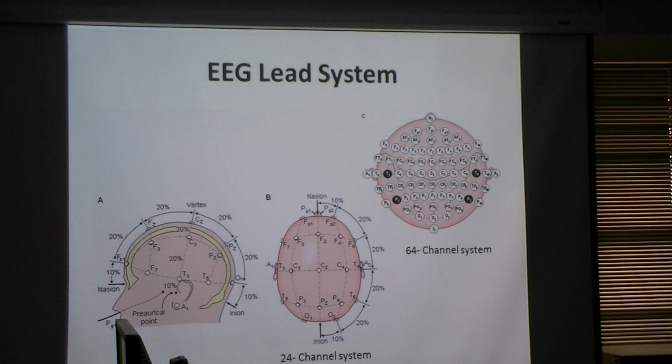Normally we divide the scalp into two parts, left and right, and then front and back. So these are the positions of electrodes. For front we use F, for the back side we use P, and for center we use C.